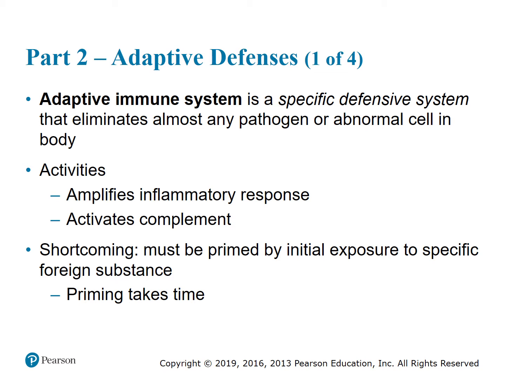So the adaptive immune system is a specific defensive system that eliminates almost any pathogen or abnormal cell in the body. Its activities are that it amplifies the inflammatory response and activates complement. There's a shortcoming: it must be primed by the initial exposure to a specific foreign substance. So the priming takes time.